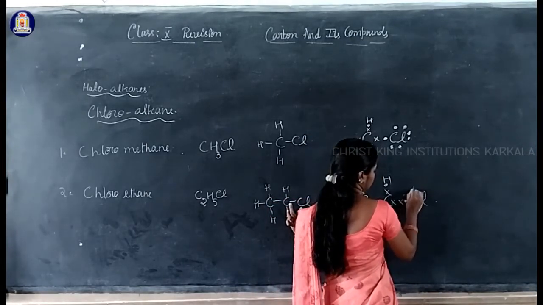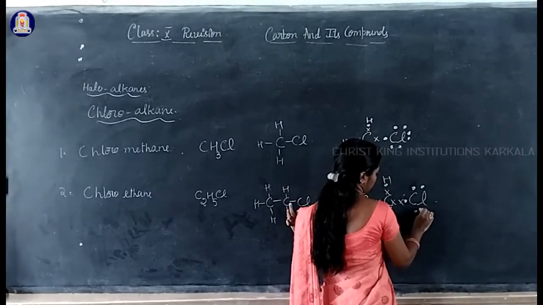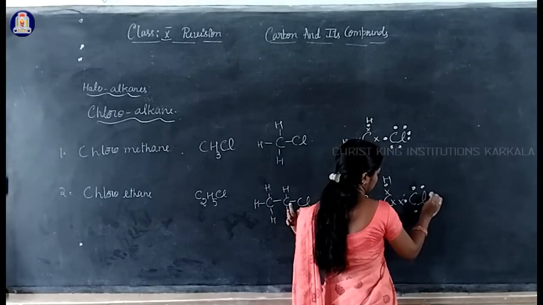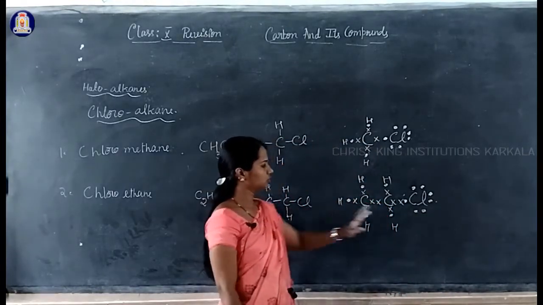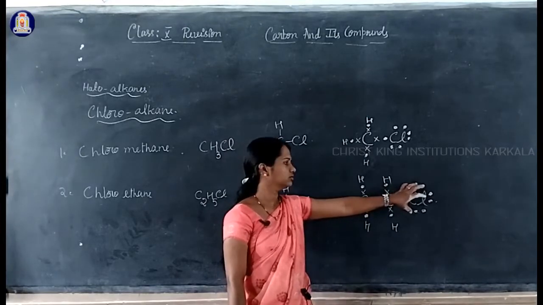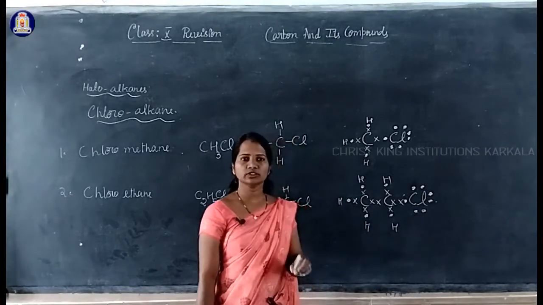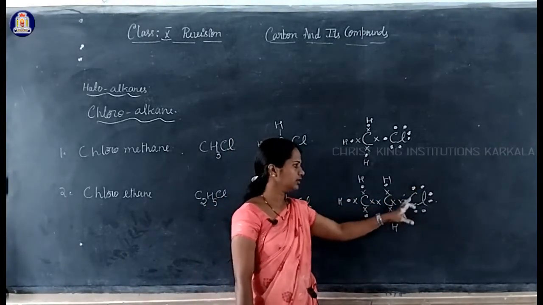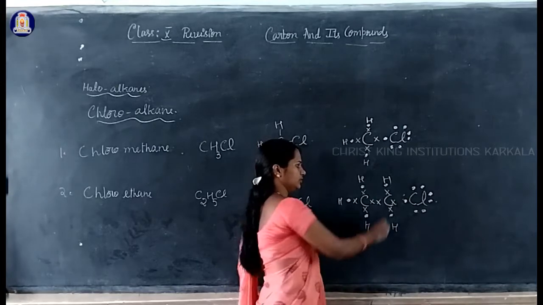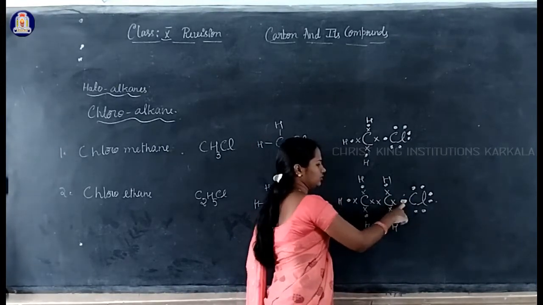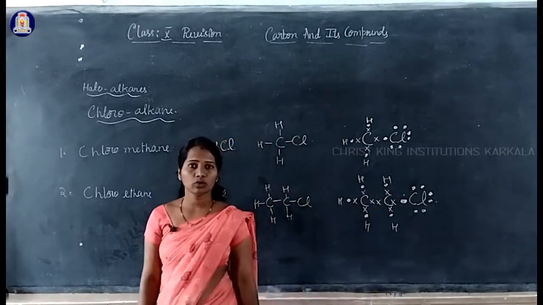1, 2, 3, 4, 5, 6, 7. 7 electrons around the chlorine. Altogether 7 valence electrons are present in the chlorine atom, the electrons present in the outermost shell. Out of 7 electrons, it shares 1 electron with the carbon atom. They are sharing a pair of electrons. This is chloroethane.